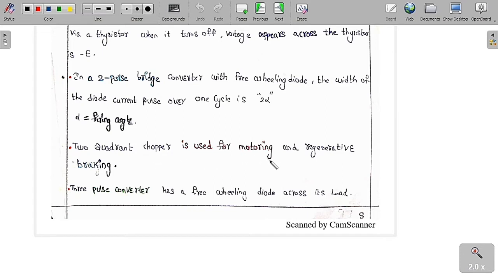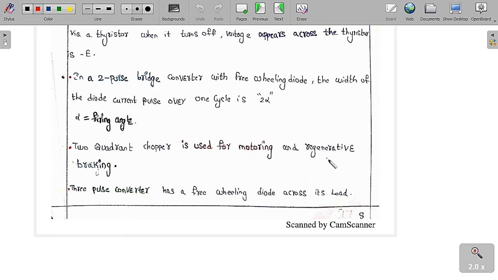Two-quadrant chopper is used for motoring and regenerative braking. I have already told you about class A, class B, class C, class D and class E. Class A means first quadrant, class B means second quadrant, class C means first and second, class D means first and fourth, and class E means all four quadrants. So a two-quadrant chopper is used for both motoring and regenerative braking.